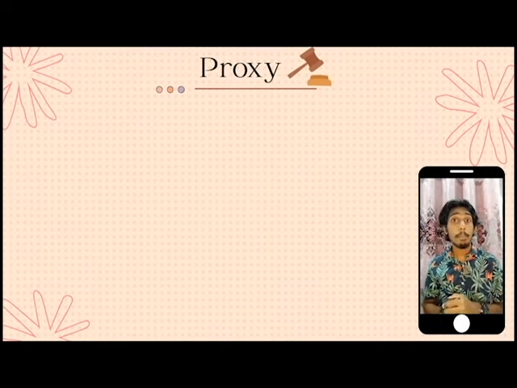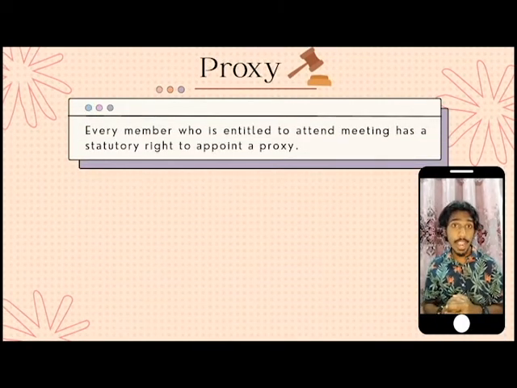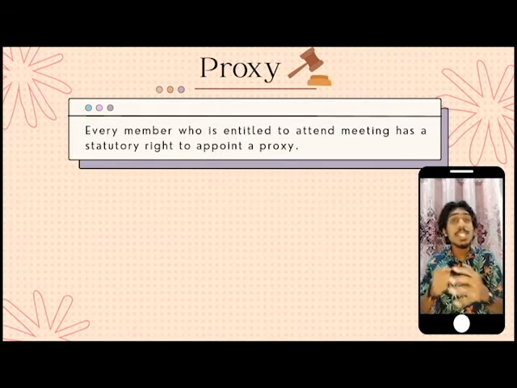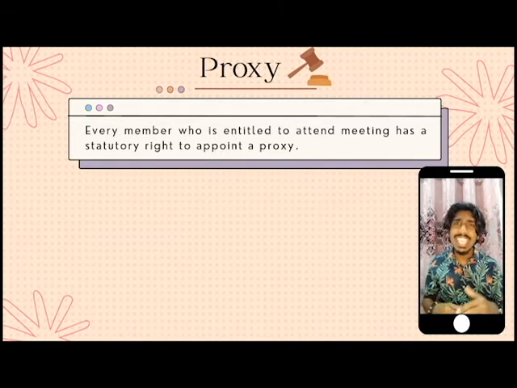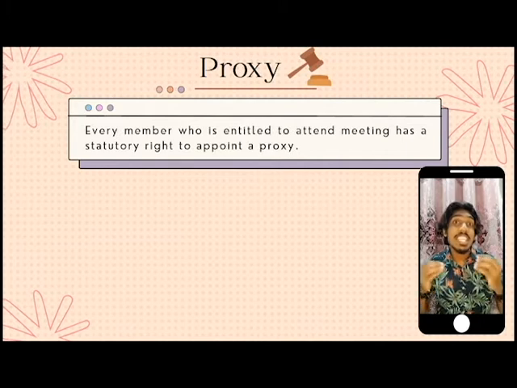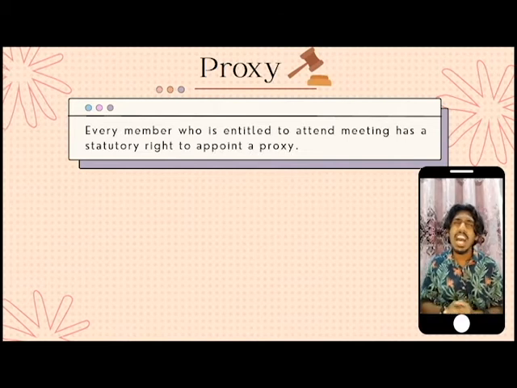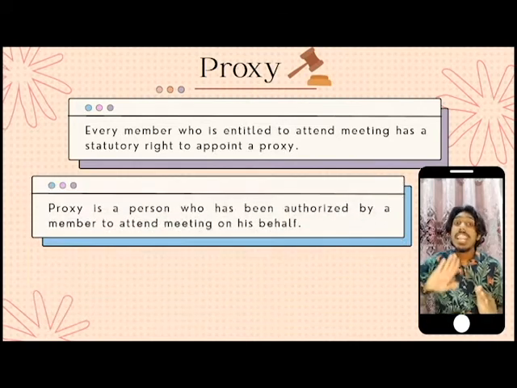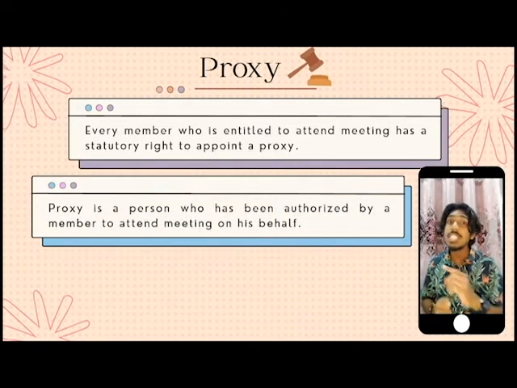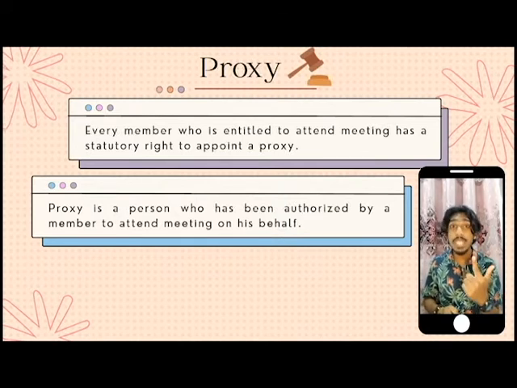The right to appoint a proxy is an important statutory right for a member who is unable to attend the meeting. Despite his absence, he may exercise his rights through his proxy to inquire of the directors and to vote on any resolution. If a member does not attend the company meeting in person, he may appoint another person to attend the meeting on his behalf. This person may even participate, speak, and vote on his behalf. He is known as the member's proxy.